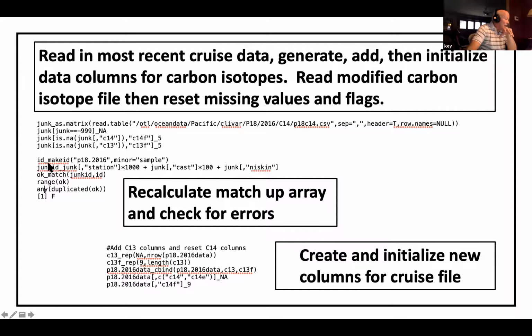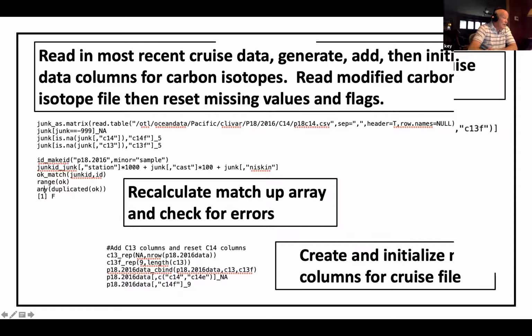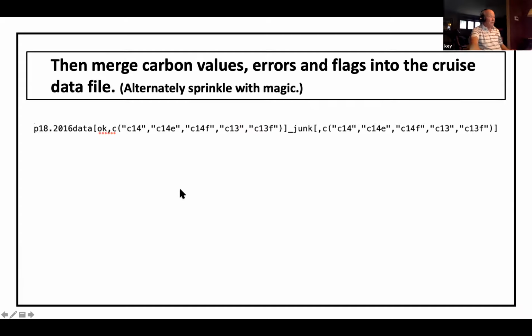But here I'm going through the same sort of thing where I match up the final C14, C13 data file ID numbers to those that exist in the entire cruise file, which are these up here, in what I've called junk. And then I run the match function again. And then once I've generated all of the needed columns and pasted those onto the side of the data file that existed beforehand, the last thing to do is to fill in the values.